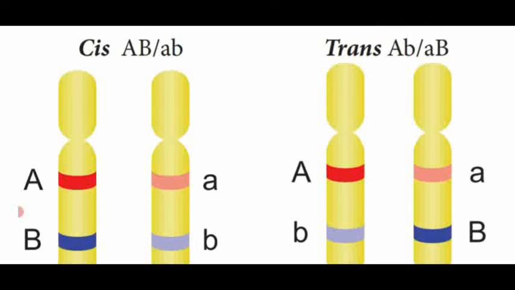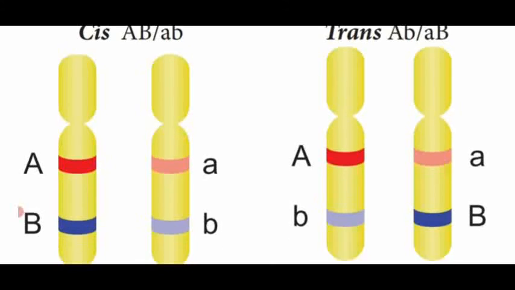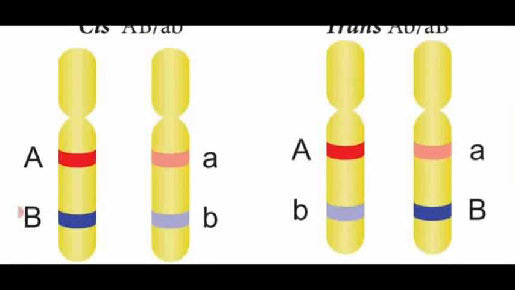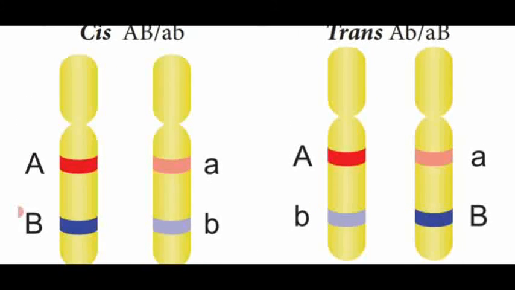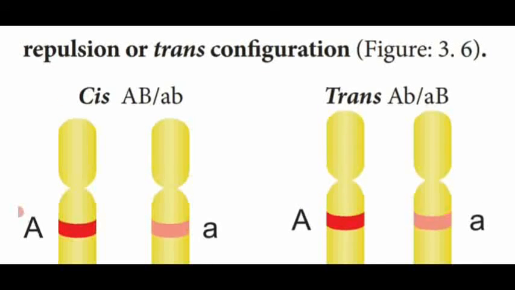Second one, trans. They are having dominant and recessive alleles, capital A, capital B, small a, capital B. See, they are arranged in a different manner and also they are separated far apart. Capital A is here, small a is on another chromosome, a different chromosome. So they are unable to link together. That type of linkage is named as repulsion or trans configuration.